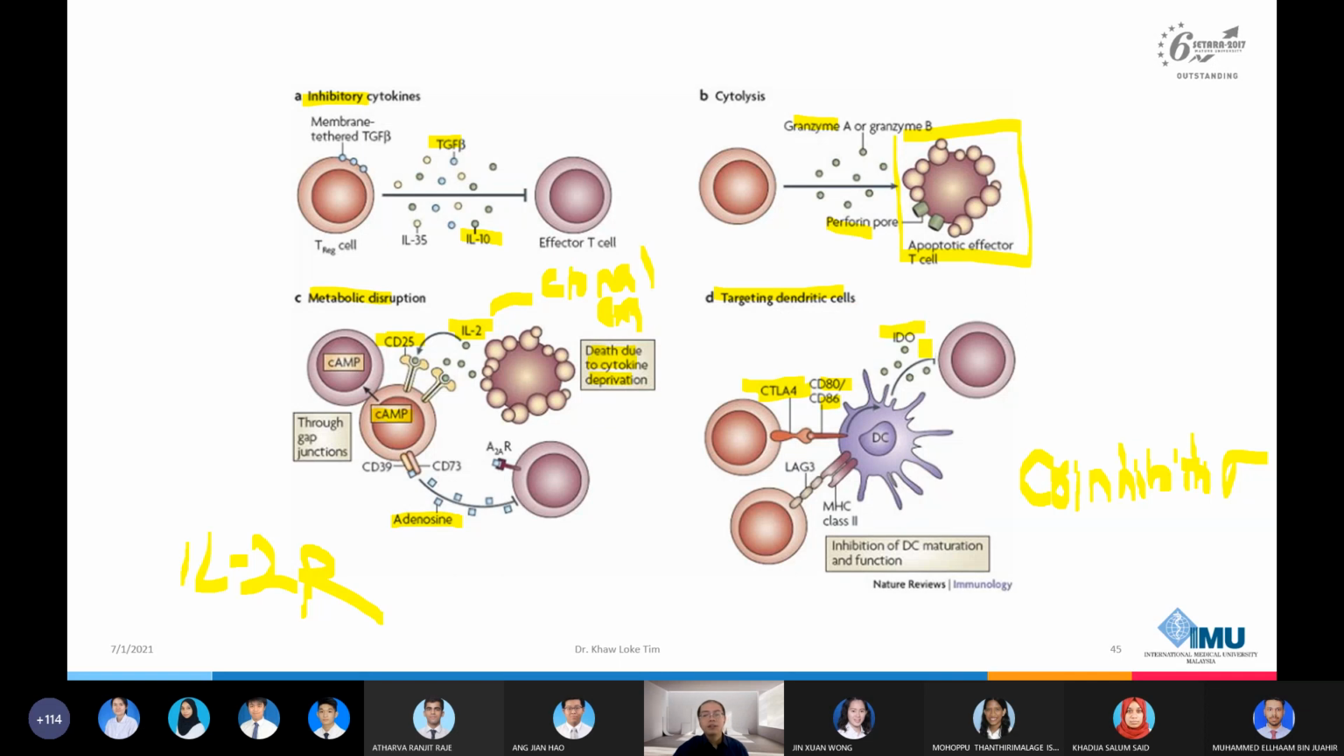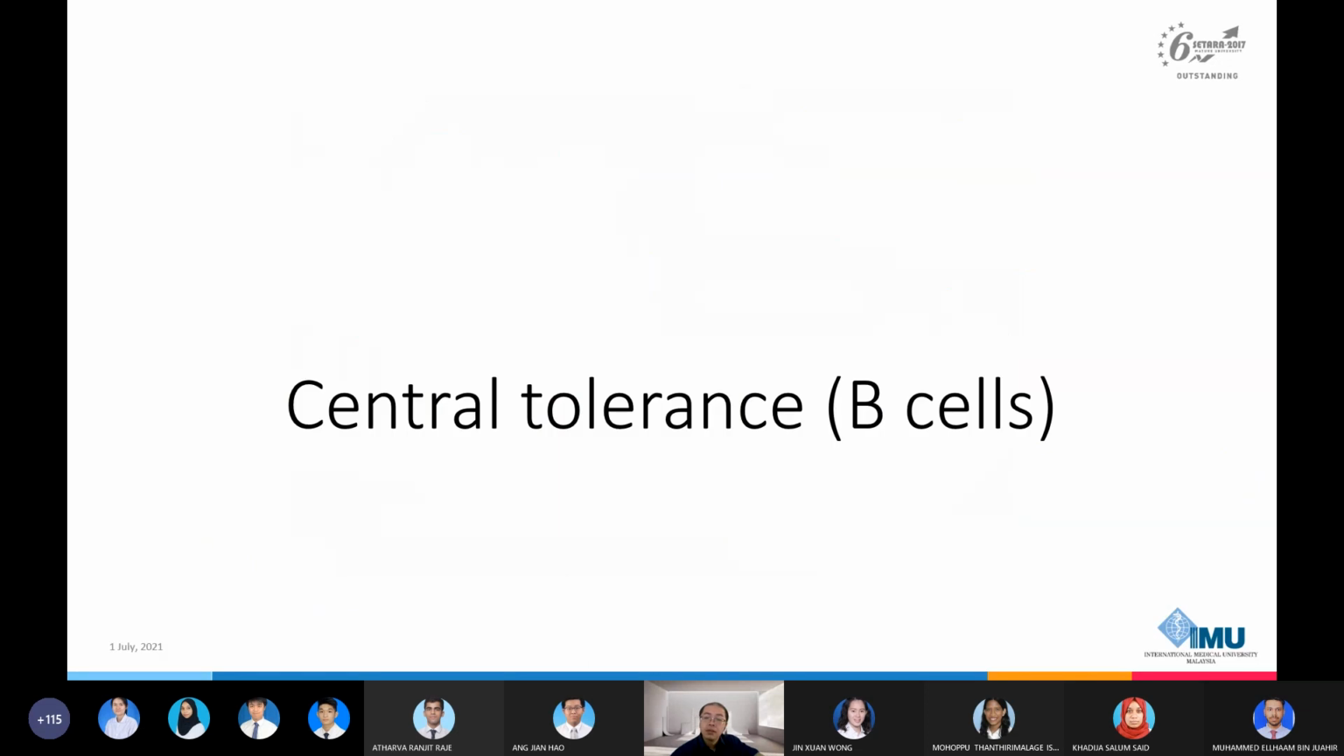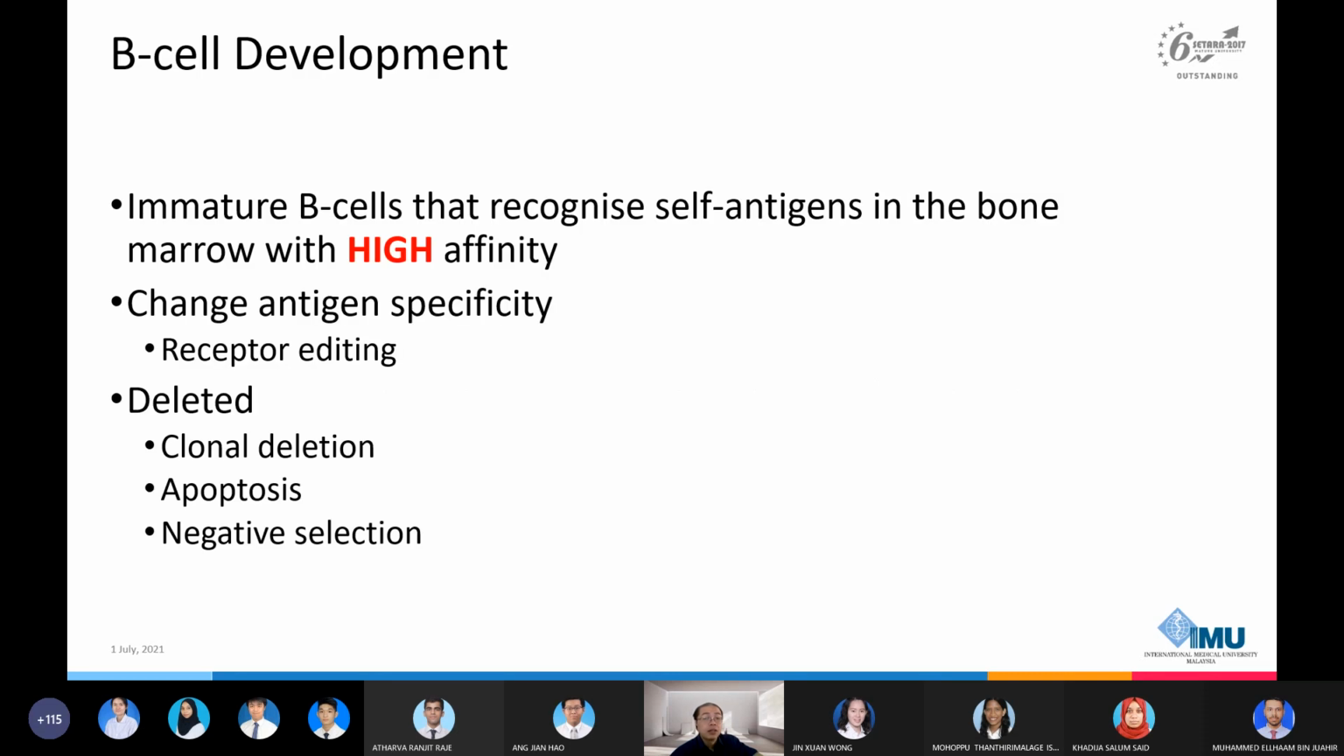IDO is a bit tricky. What they do is deplete tryptophan, an amino acid that is important for the effector function of T cells. So this is just some of them. Okay, so we covered T cells. Now we are covering B cells.